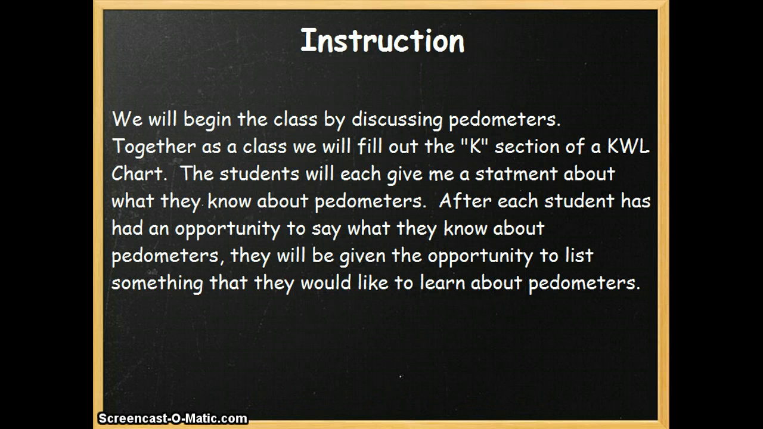The instruction for this class will begin by discussing pedometers. Together as a class, we will fill out the K section of a KWL chart. To do this, we will use a whip method for the students to give me one statement they already know about pedometers. After each student has been given the opportunity to say what they know about pedometers, they will be given the opportunity to use the whip method again to say something they would like to learn about pedometers. Upon completion of this, we will have filled out the K and the W section of the KWL chart.